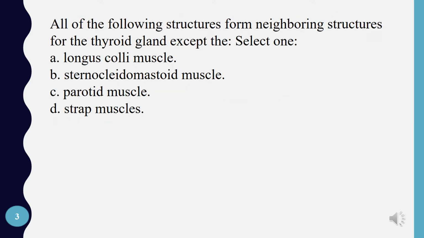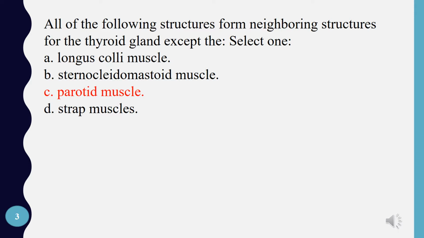All of the following structures form neighboring structures for the thyroid gland except the A. Longus colli muscle. B. Sternocleidomastoid muscle. C. Parotid muscle. D. Strap muscles. The answer is C. Parotid muscle.